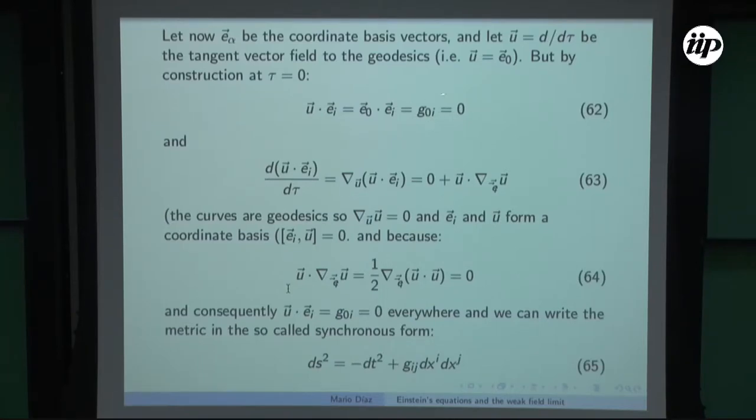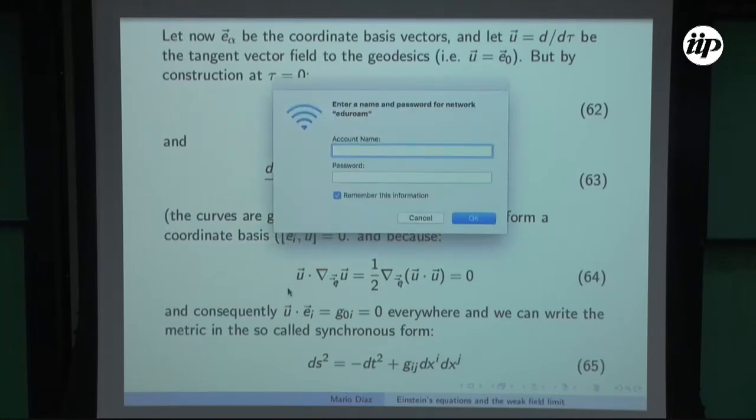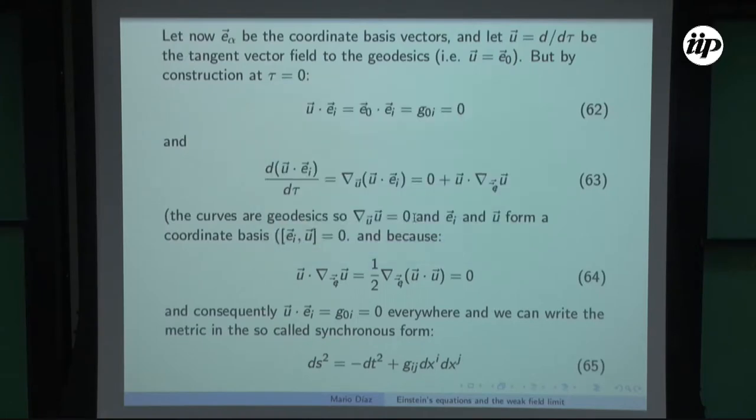Notice this is important, and essentially the tau derivative of this quantity along the geodesics is going to give me this 0 plus U scalar dot with the gradient of U along the geodesics. So the curves are geodesics that are going to behave like this. And e_i and U form a coordinate basis, so the commutator of e_i and U equals 0. And because this is also 0, we get that U scalar e_i is zero everywhere, and then the metric can be written in this way, which is called synchronous form. Nothing in front of the dt.